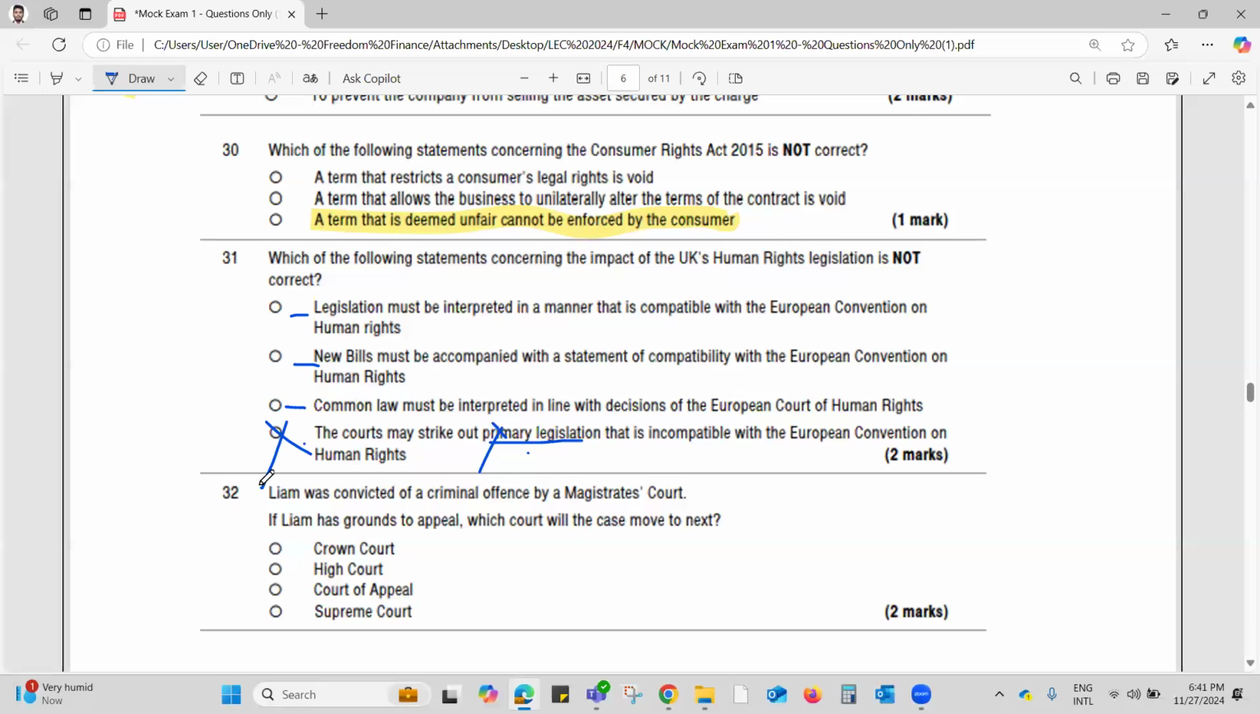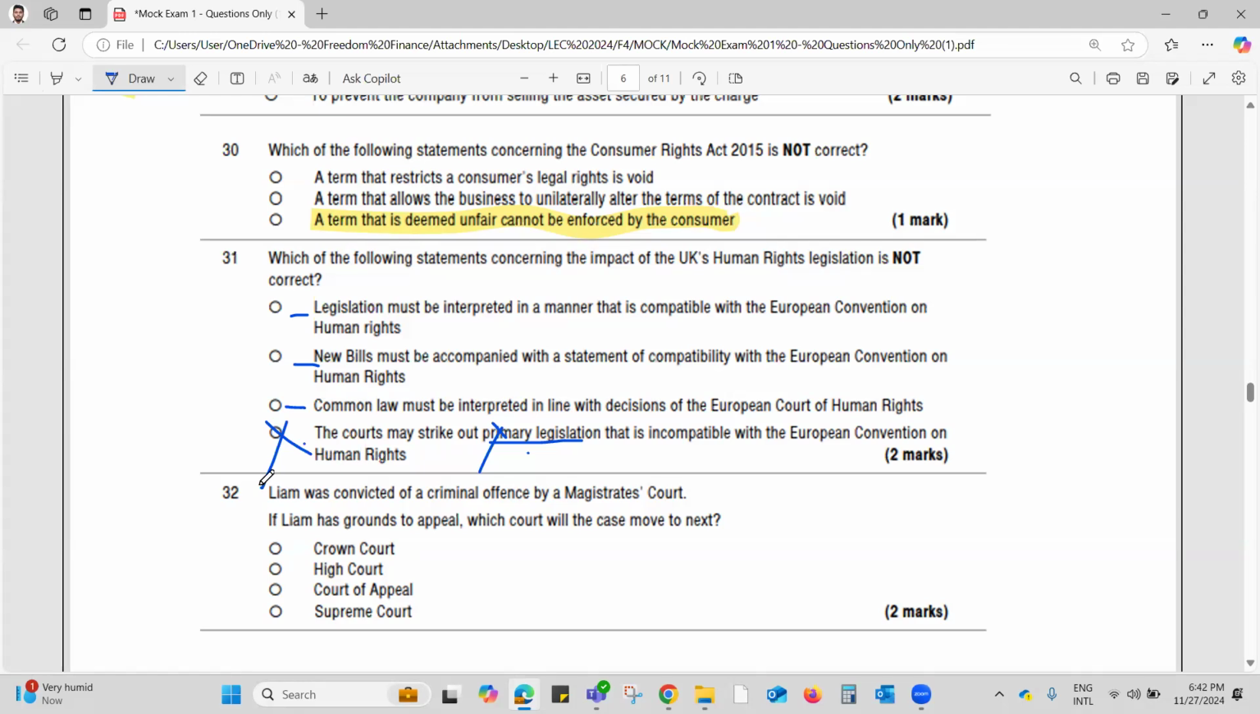However, we need to understand that all legislation must be interpreted in a manner that is compatible with the convention, that is the first thing. Any new bills must be accompanied with the statement of compatibility, the second one, that is correct. Then the common law must be interpreted with the decisions of the human rights court, that is also correct. However, the courts may strike out secondary, not primary, legislation. That is what they can strike out.